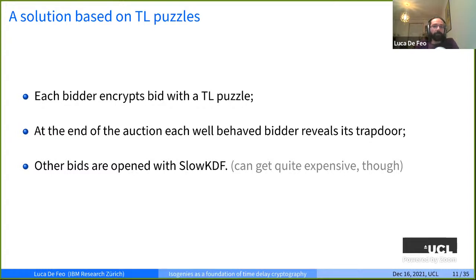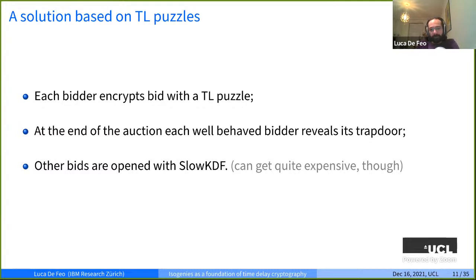So if you're using this kind of strategy, this means that the only thing you need to guarantee is that all the bids are in before the slow key derivation function has the time to finish. Of course, you need to do this before the key derivation function has time to finish. Otherwise, people could just decrypt everyone's bids, and then they could cheat the auction. So this is a decent solution to the auction.